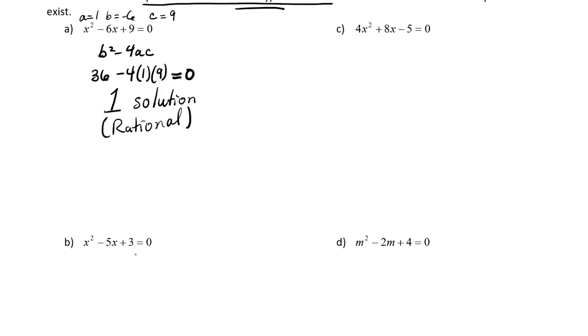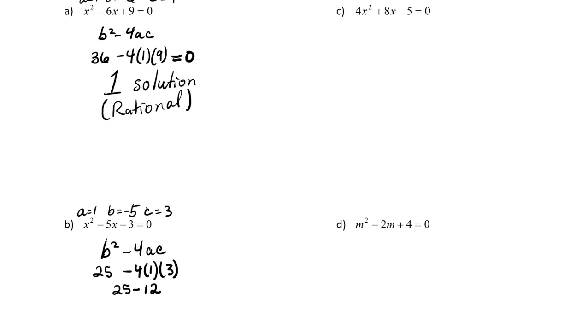X squared minus 5x plus 3, a equals 1, b equals -5, and c equals 3, where we have b squared minus 4ac, and we need to determine what type of properties this discriminant has. Substituting -5 in for b and squaring it, we get 25 minus 4 times 1 times 3. This gives me 25 minus 12. If we look at 25 minus 12, that gives us 13.